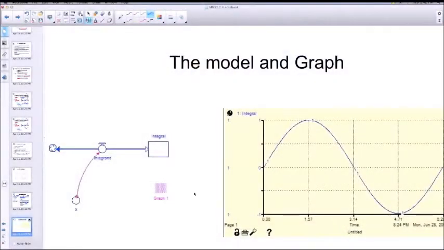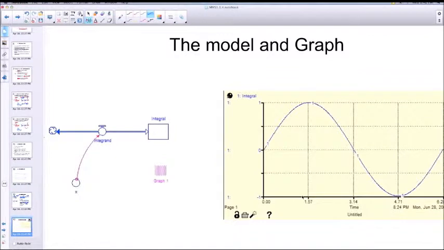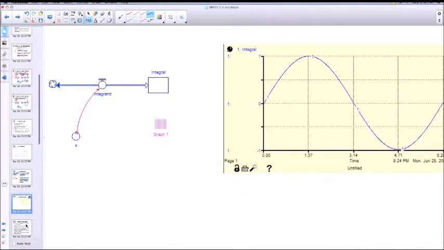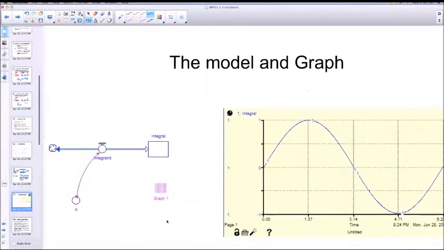So when I run this Stella model, I get this curve, and then you're done. But not true, according to the procedure I showed you last time.